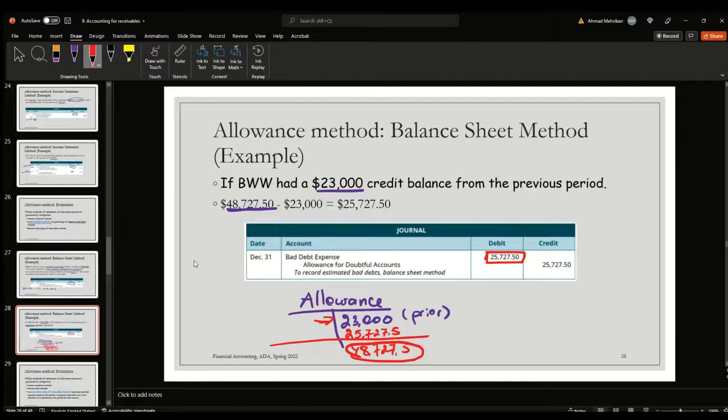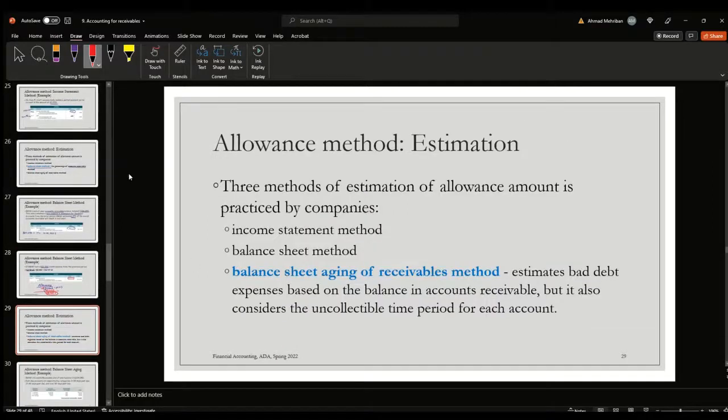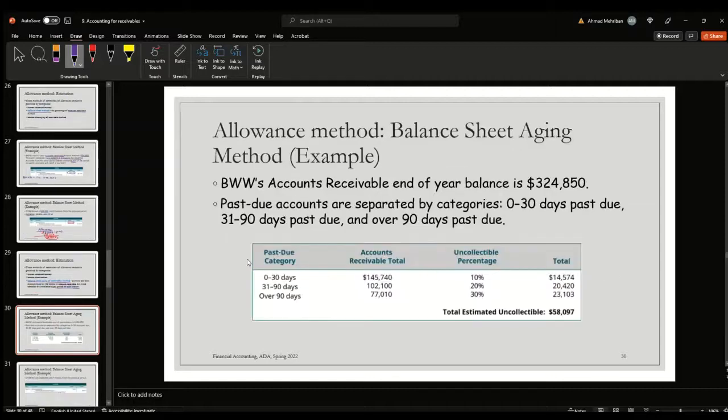25,727. Okay, so moving on to the next estimation method, which is the balance sheet aging of receivables method. It estimates bad debt expense based on the same thing, the accounts receivable, except we have to consider the uncollectible time period for each account. So the longer the accounts receivable in terms of age, the higher the likelihood that it will turn out to be a bad debt. So let's look at it in this example.